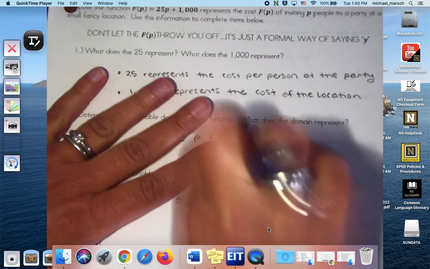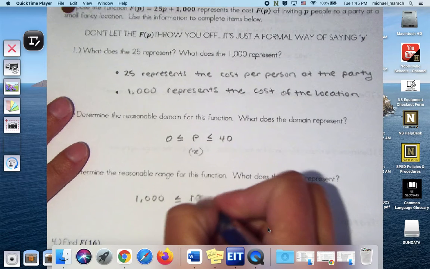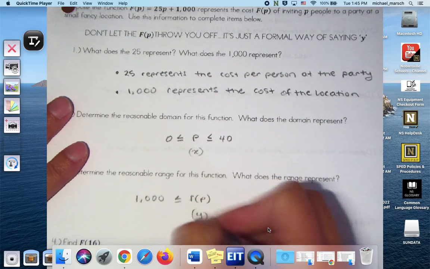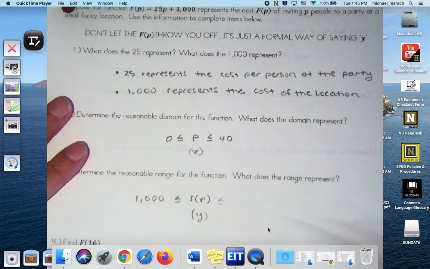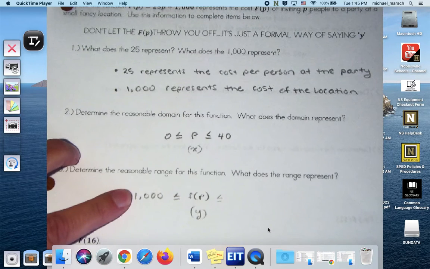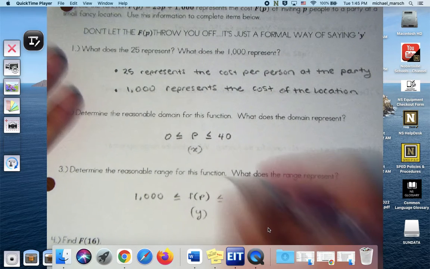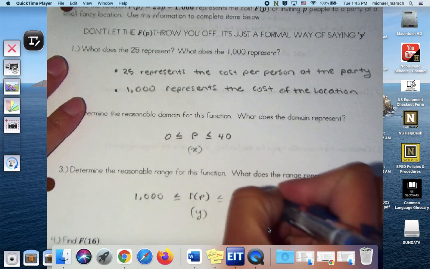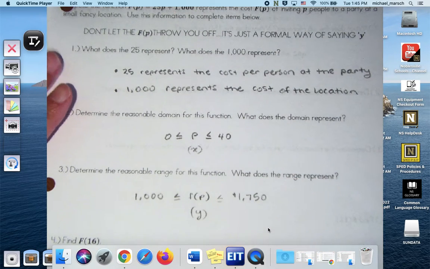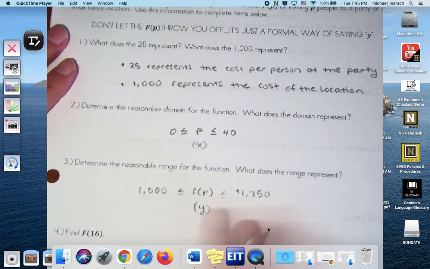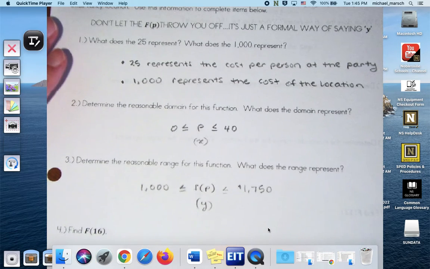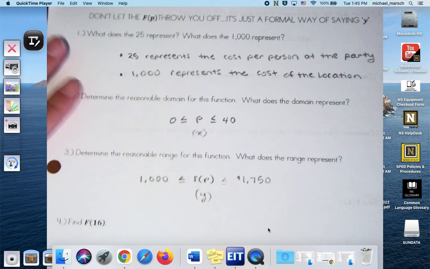I'll put f of p, which is our y, because it costs $1,000 to rent the place. So that's going to be the least amount I would spend, but you hope that people come to the party. So what do you think, Kike? Like 1,750. 1,000 what? 750. Sure. Depending on how many people you have, right? But we're not going to be spending $20,000 at this party. That would be an unreasonable range.